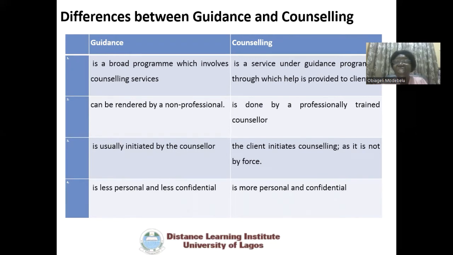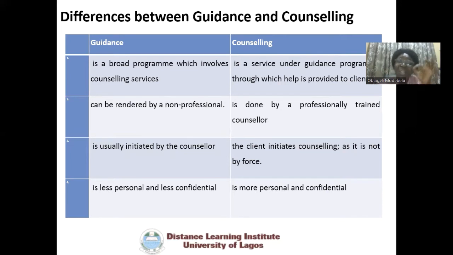Guidance is usually initiated by a counselor. So it's a counselor, for example, who wants to give students information on how to fill their JAM form or their WAEC form, or how to protect themselves so that they won't be bullied, or so that the girl children won't be raped. What you're giving them is just information, and you're the one that initiated it. They're not the ones that came to you to tell you that they need that information.